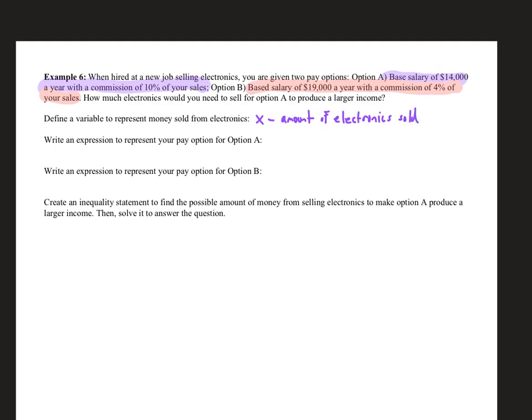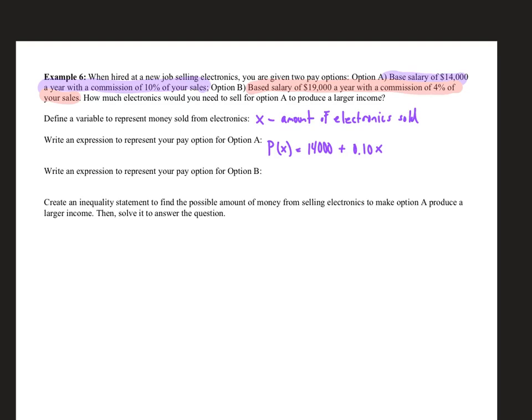I'm going to write an expression to represent pay for option A. So our pay, based off of how much we sell, would be the base salary of $14,000 plus 10%, so 0.10 of however much electronics we sell. If I sold $500 of electronics, then I get 10% of that back, $50. Add that to my $14,000 salary.